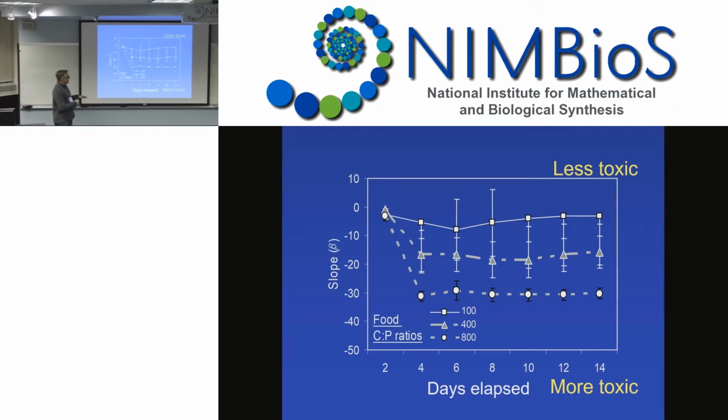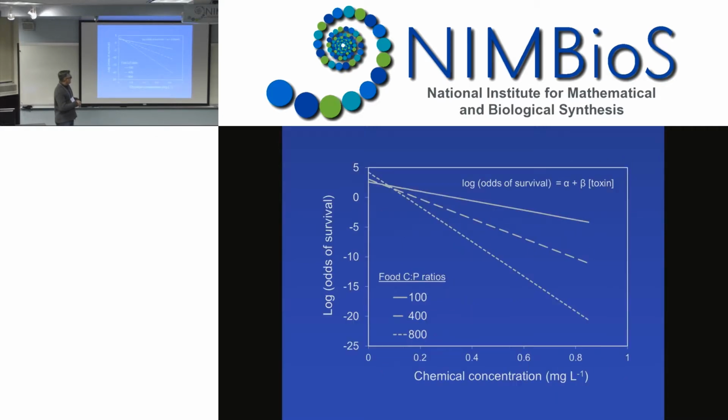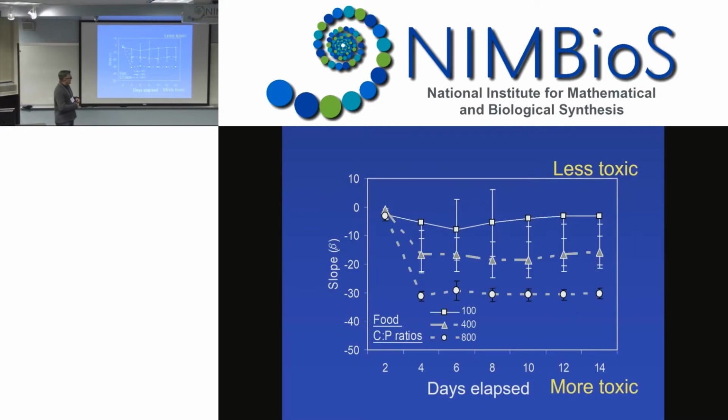So this would be, again, an example, different beta slopes. And if you look here, a steeper slope means you have a lower survivability with a given concentration. So more negative is more toxic. So negative number, more toxic. In this case, the theoretical animal eating the phosphorus-poor food was more affected by the toxin.